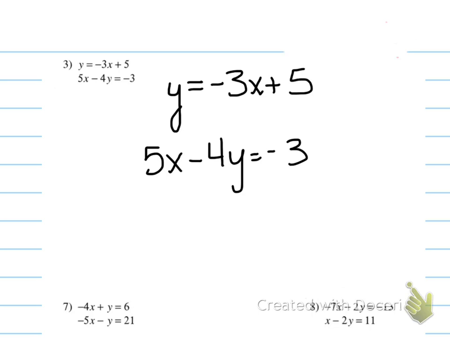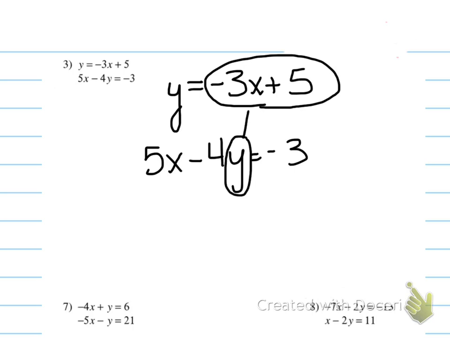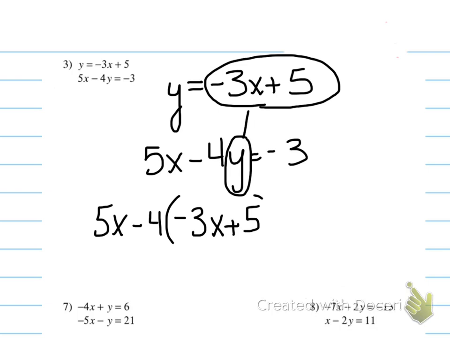We look for a variable that's isolated. Here it is. The y is by itself, so I circle what y is equal to, and I swap it in to the position where the y is in the other equation, and I rewrite it. 5x minus 4 times the quantity of what? What am I swapping in for y? You got it. Negative 3x plus 5. Now it's not sideways, right? Looks so much nicer. Equals negative 3.